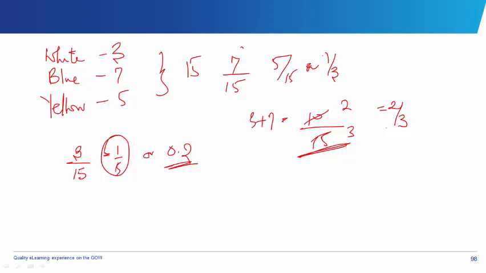What is the probability that a ball which is not blue is chosen? Not blue is either white or yellow. So white or yellow is 3 plus 5 all over 15, which is 8 over 15. So this is our answer.